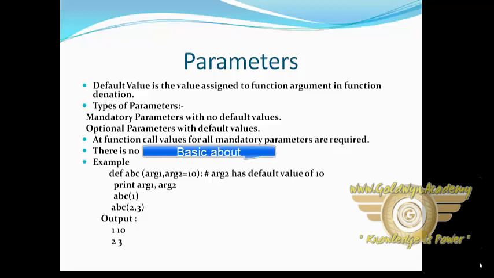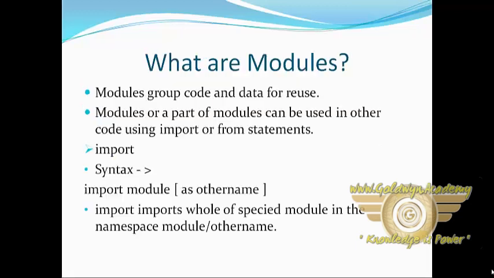For example, def abc(argument1, argument2=10). Here 10 is the default value of argument2. Print argument1 and argument2. First we call the function abc and pass only argument 1, so our output is 1 and 10. But in the second line we pass two arguments, 2 and 3, so our output is 2 and 3.